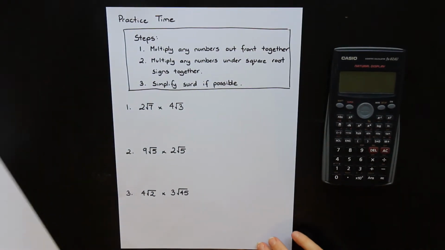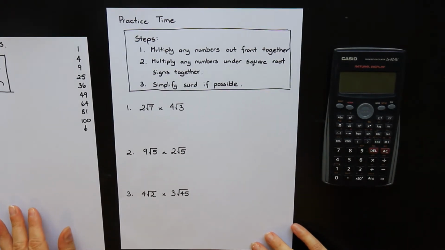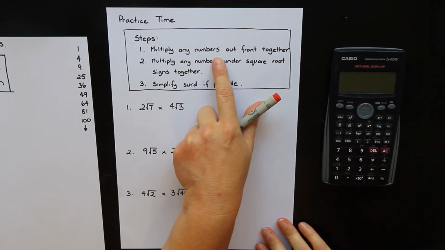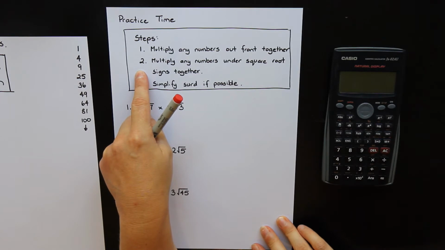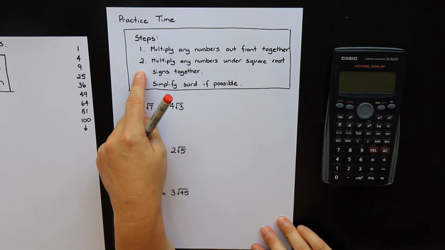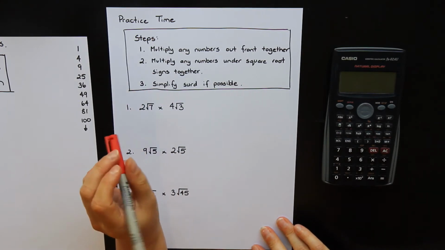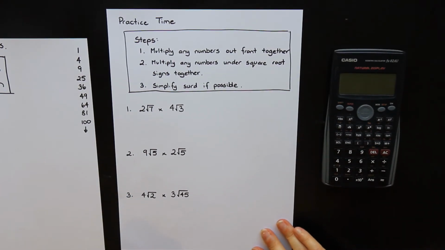So, time to have a practice. Here is the steps for you. First thing you do is multiply any numbers at the front of your surds together. Step 2, multiply the numbers underneath the square root signs together. And number 3, simplify the surd if possible. So take your pen and paper, pause the video and have a try of these 3 questions.